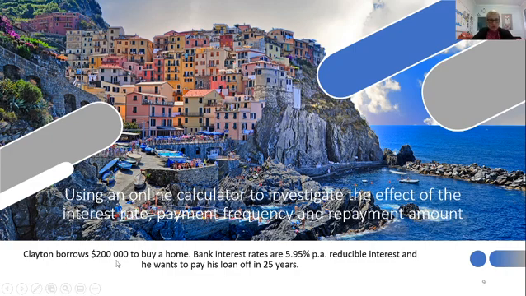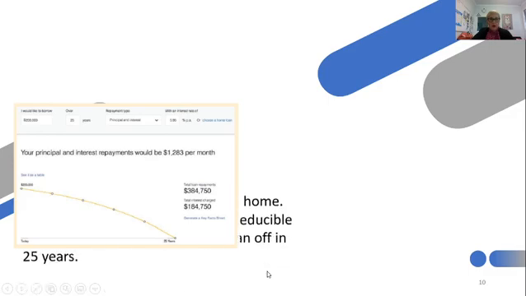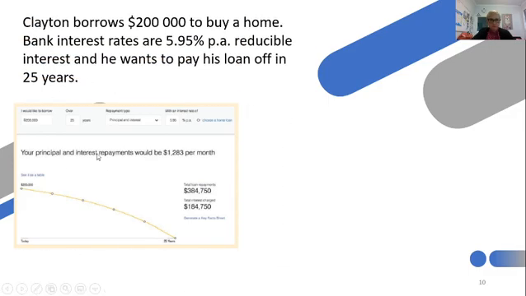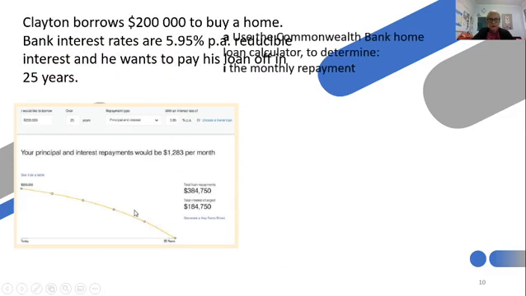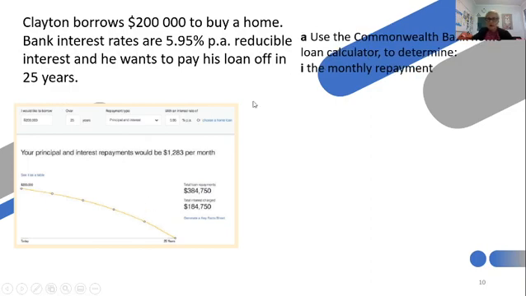Clayton borrows $200,000 to buy a home. The interest rate is 5.95% per annum, reducible interest, and he wants to pay his loan off in 25 years. Okay, so we have a look. There's this question, and we've put it all into the computer. The question says, using the loan calculator, determine the monthly repayment. And there you can see it is $1,283. So input your values on the online calculator and read off the answers. That's how easy it is.